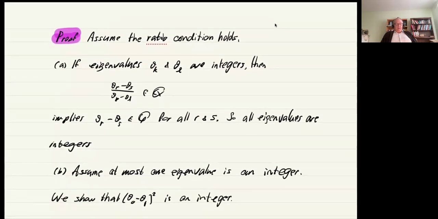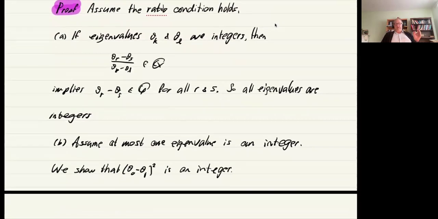So, okay, I want to prove this result. Now, I'm going to assume that the ratio condition holds. So (θ_R − θ_S)/(θ_K − θ_L) is rational for any provided R, S and K, L, where θ_R, θ_S, and θ_K, θ_L belong to the eigenvalue support, and θ_K is not equal to θ_L. So that's this, in other words.